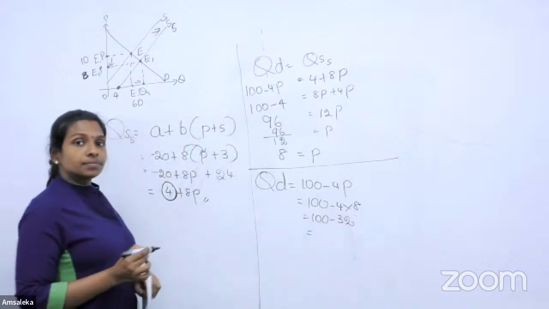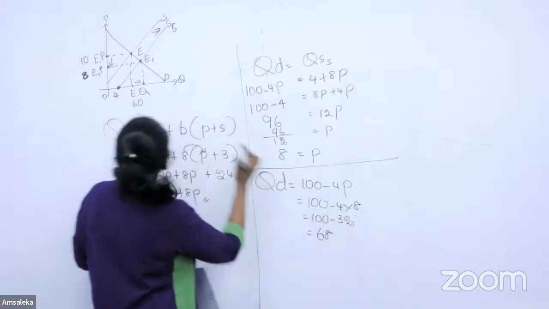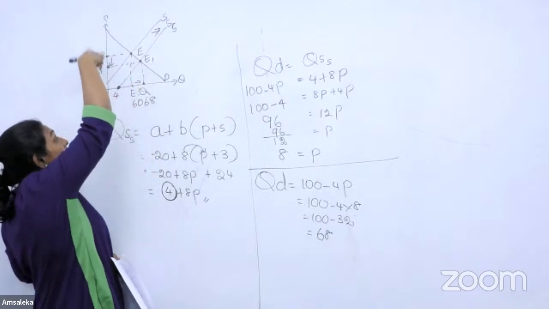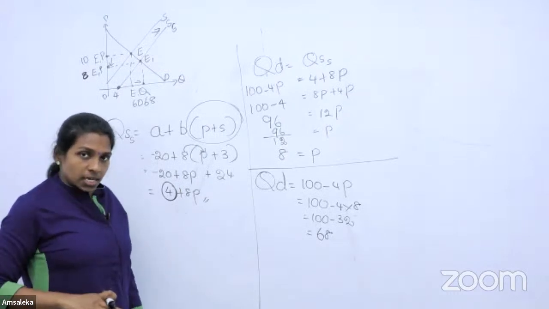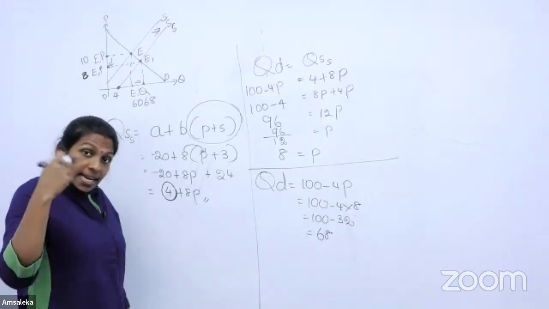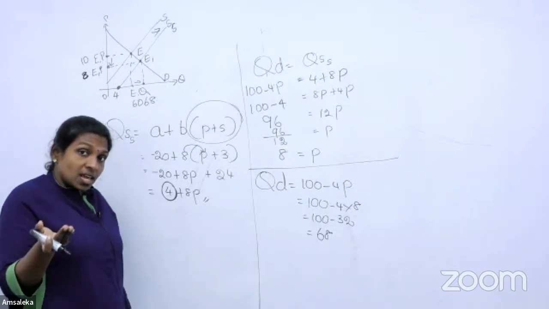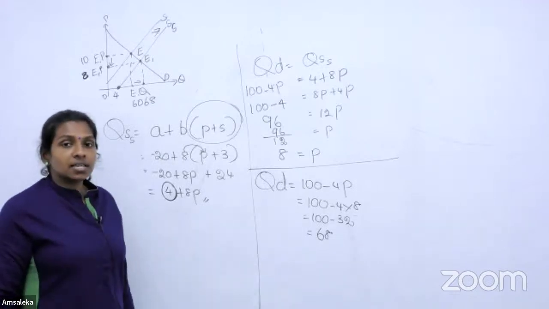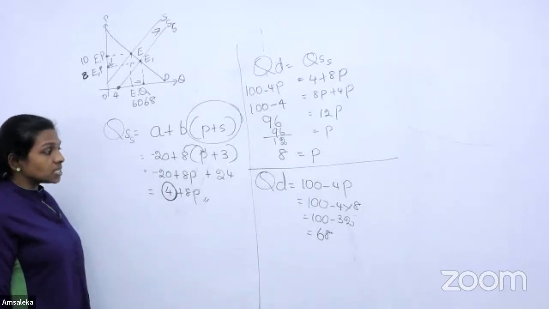Now, what's the answer? 68. See, improved. Quantity supplied improved. Price has dropped because of what? Subsidy. Remember, tax means deducted. Subsidy means added. Tax you pay, and QS will be declined. That's the real reason. But subsidy you receive. So, answer is what, dear? 68. P is 8 and QD is 68.